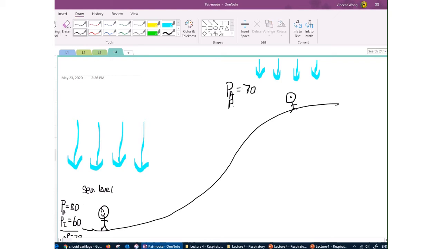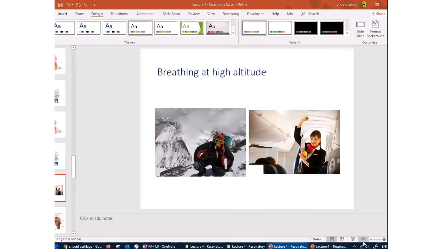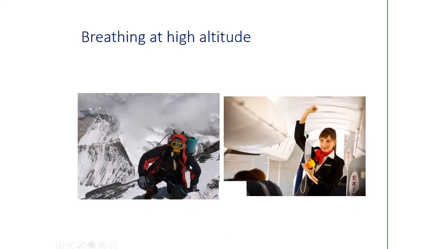So now up here, you have the same set of lungs, the same chest. So if you try to breathe in and drop the pressure to 60, now you only have a pressure difference of 10, so you are not going to be able to do gas exchange as effectively. That's why it is difficult to breathe at high altitude. And if you go really, really high, there's going to be a point that the air is way too thin that you won't be able to drop the pressure in your lungs enough for gas exchange to take place. So if you climb Mount Everest, you're going to have to wear an oxygen mask.